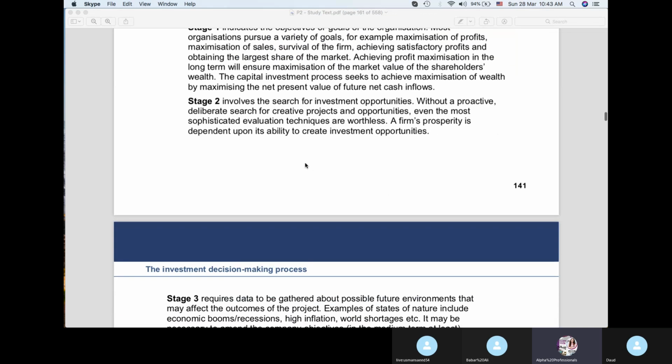Okay, so the next step involves the search for investment opportunities. Without a proactive, deliberate search for creative projects and opportunities, even the most sophisticated evaluation techniques are worthless. A firm's prosperity is dependent upon its ability to create investment opportunities. Sometimes the opportunity would be there in the market. At other times, you might have to create the market for the product that you want to launch.